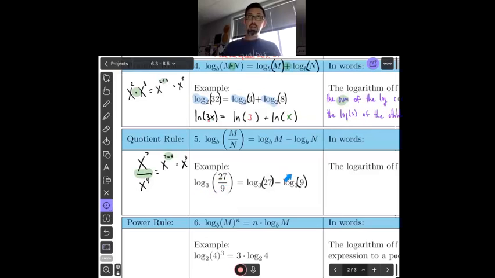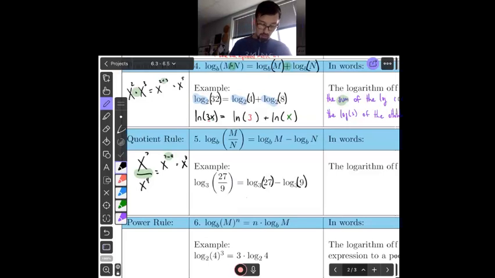So we can use these properties to evaluate things. This one's pretty easy numbers, but what we're going to be using these for is to evaluate logs that maybe normally we couldn't figure out. Again, this is one that we should know, but pretend that we don't: log base 5 of 1/5.